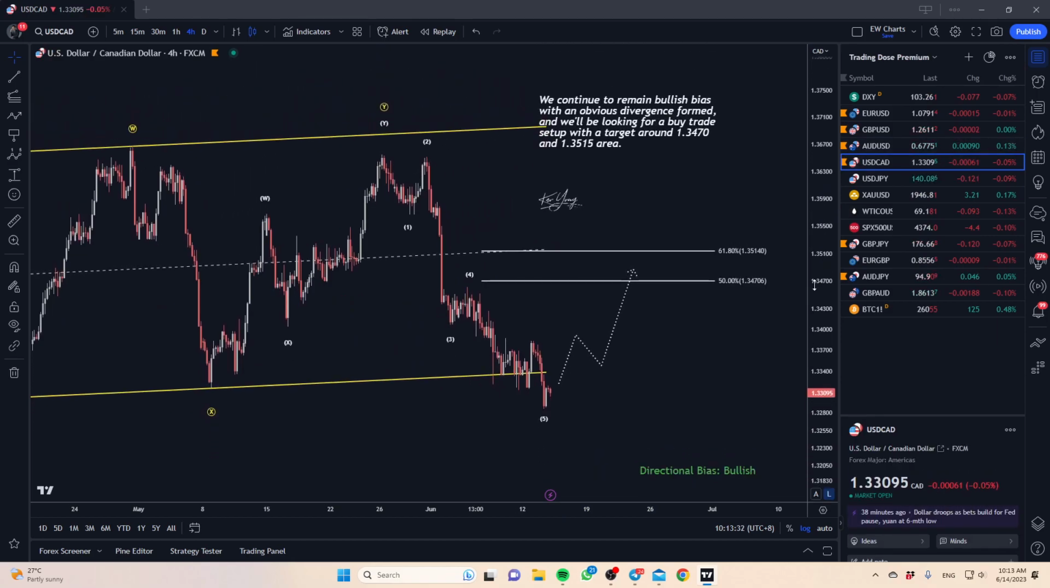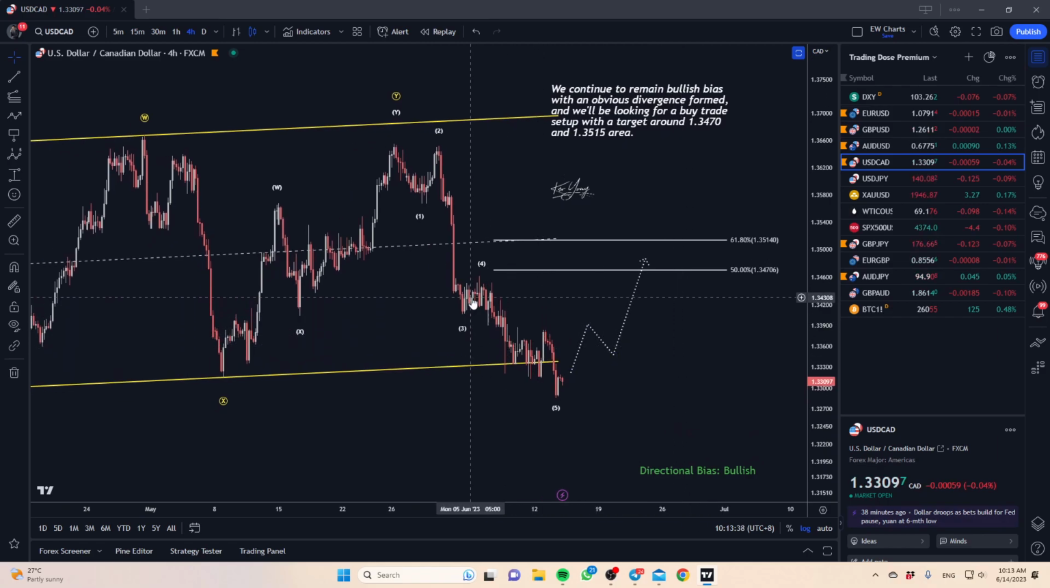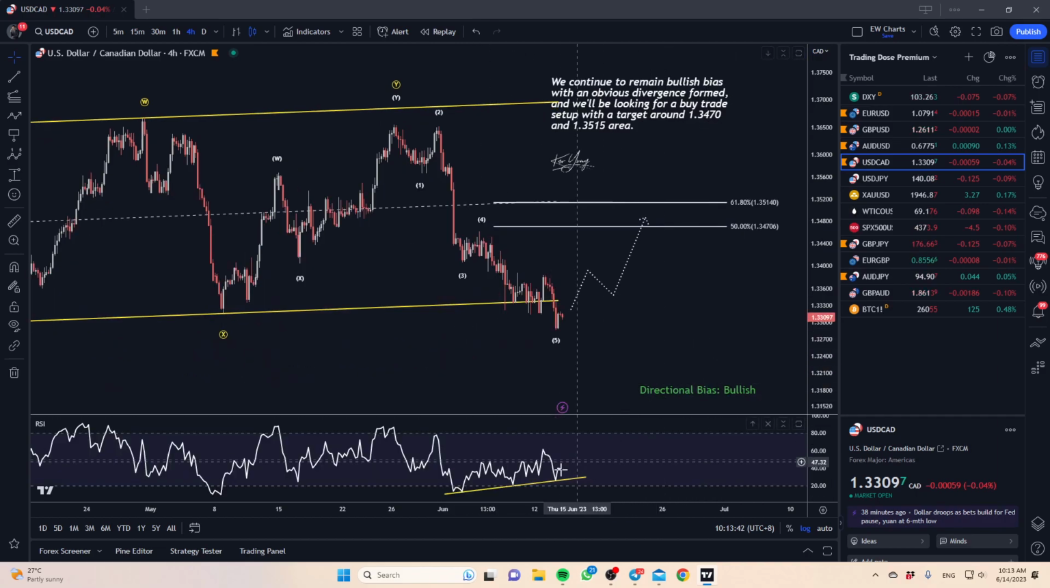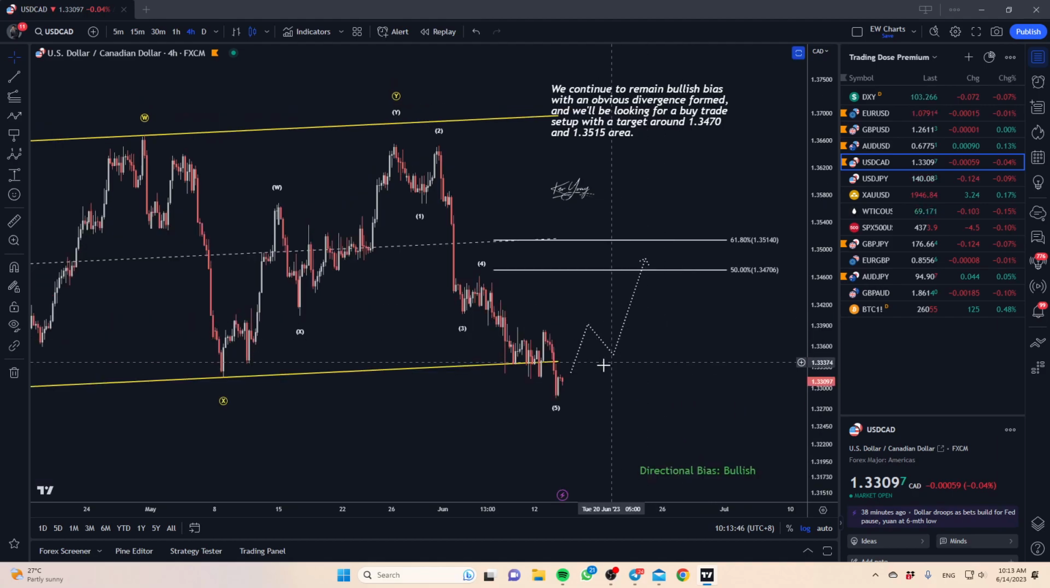Then on dollar Canadian, we do have a potential reversal trade happening as well. Now this last drop doesn't look very impulsive, and of course, we have a divergence already in there. So there's a good possibility we're going to start to see some form of a reversal.